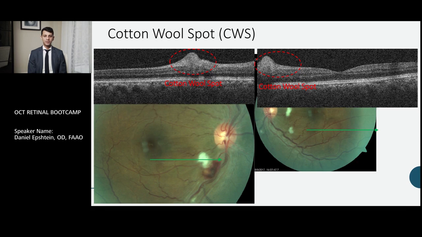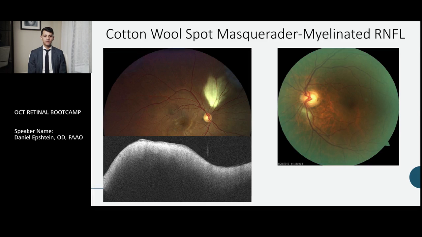Looking at cotton wool spots, these are lesions of the retinal nerve fiber layer. So these are going to be very anterior. So we can see that the cotton wool spots are these little elevations within the retinal nerve fiber layer. So they're not below it, they're not on top of it, they're actually within the retinal nerve fiber layer.